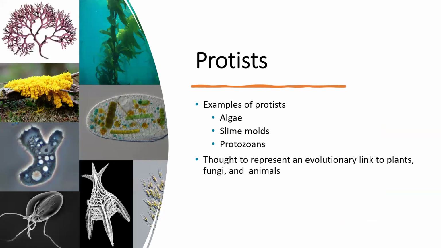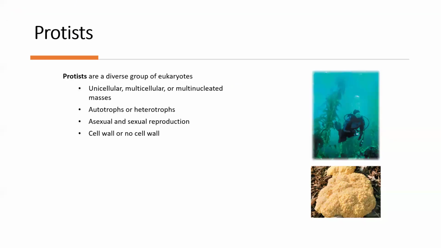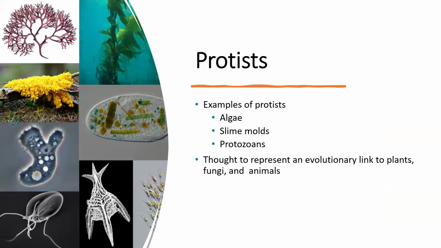So let's talk about some examples. We've got, well, back here, we have the kelp, which is this giant, what looks like a plant but isn't. And then we have the dog vomit mold, which looks kind of like a fungus, but it isn't. And so these are thought to be kind of like evolutionary links between your prokaryotes and animals, fungi, and plants.